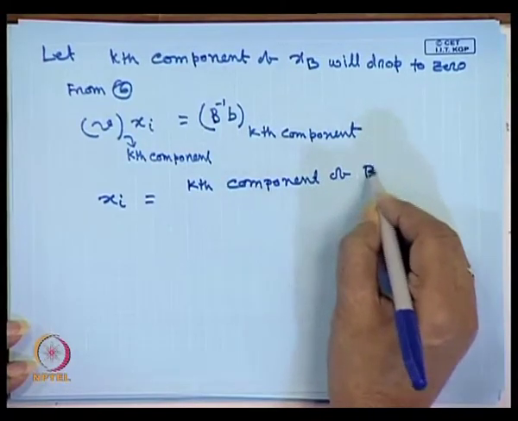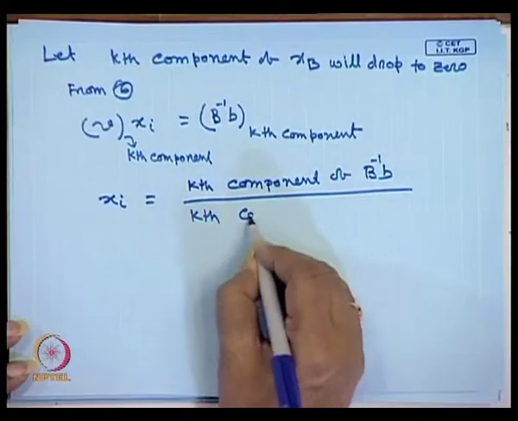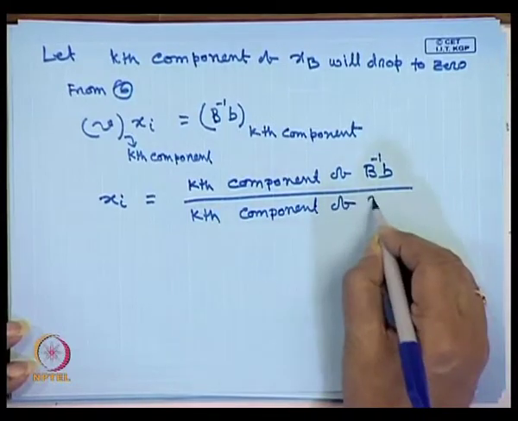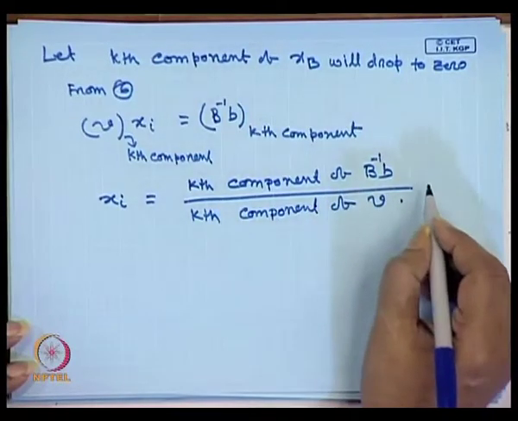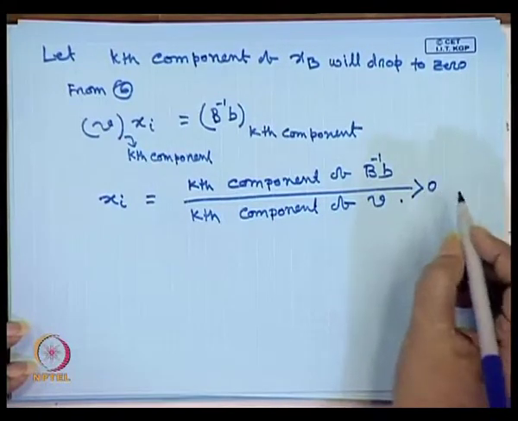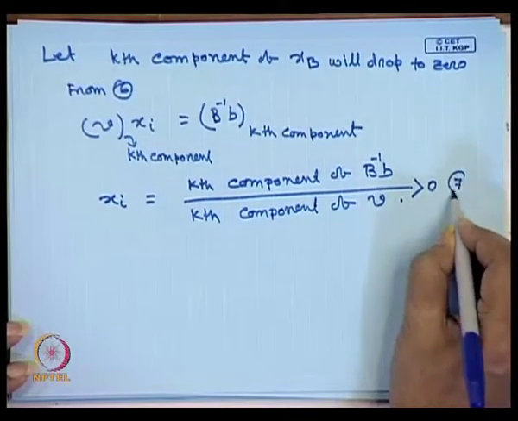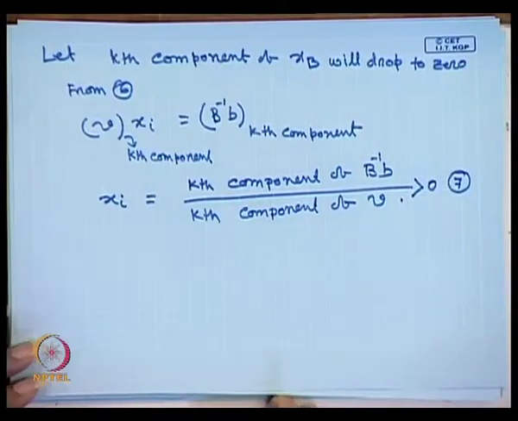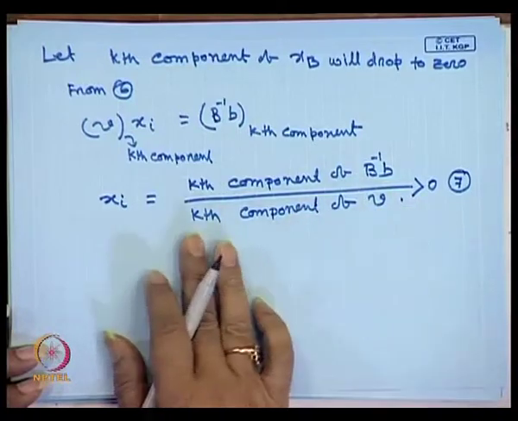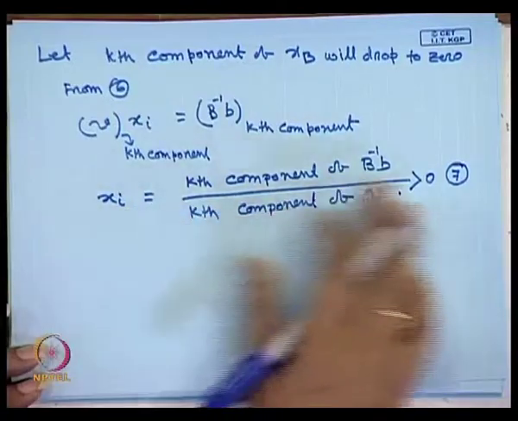So then I can write x_I is equal to the kth component of B inverse b divided by the kth component of V, and this must be greater than or equal to 0. Let us call this equation number 7, since we have given 6. This is why it is greater than or equal to 0, because the denominator part cannot be negative. Why is it greater than 0?